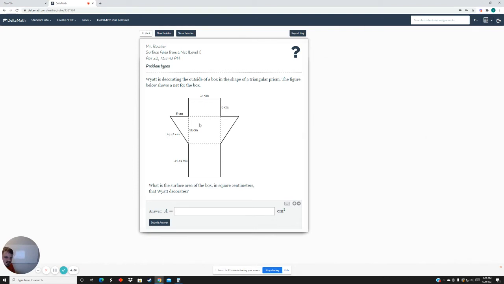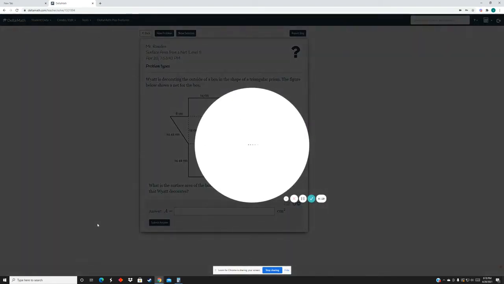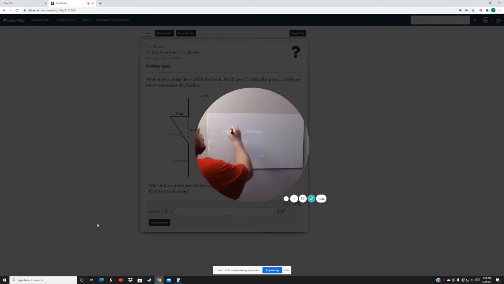We already know this side is 12. To do this rectangle right here, we see this is 14. So this side must also be 14. And then lastly, this side is 14.42. And we know this side is 14. So let me show you what this is going to look like. I'm just going to be able to fill in the blanks. So first, the rectangle on top.